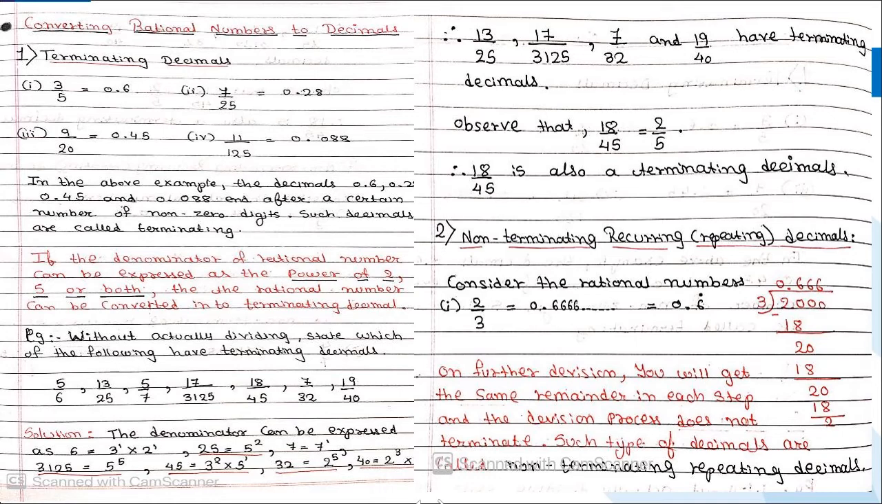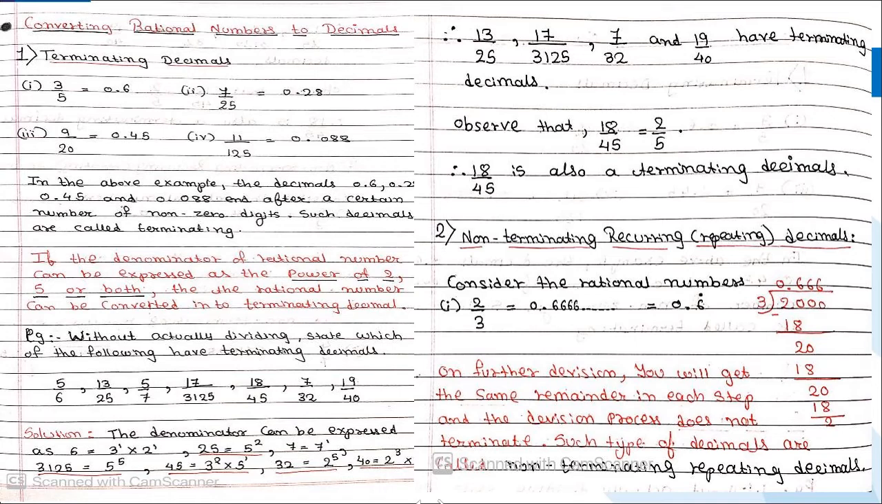You can see the prime factorization of 3125. It is 5 times 5, that is 5 raised to 5. Again, you can express it as the power of 5. So you can say that 17 upon 3125 will have a terminating decimal.